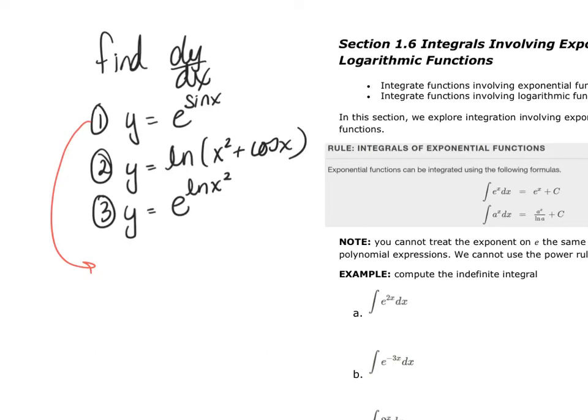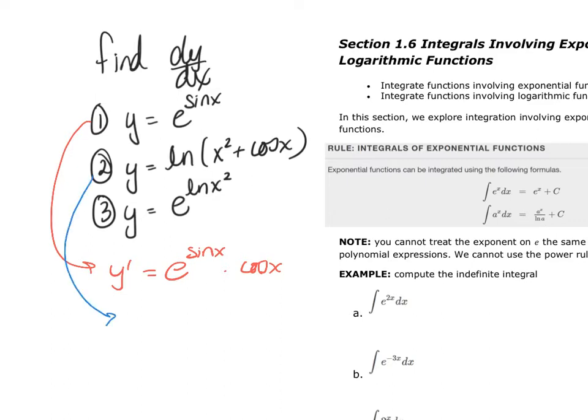So for the first one, what we have is y prime, or dy/dx, is equal to e to the sine x multiplied by cosine x. And you can put the cosine x first if you like. That's totally fine. Because it's multiplication, the order does not matter.